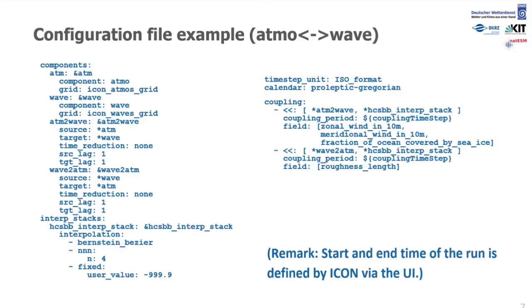And since this whole configuration file is generated by the ICON run script, we have access to the variables of the run script. That's why coupling period is a variable from the run script. And then we define a list of fields to which this configuration applies. And again, for the other direction, in this case wave to atmosphere, we only provide the roughness length, whatever that is. You might notice start and end date are not mentioned here because they are defined by ICON through the user interface.